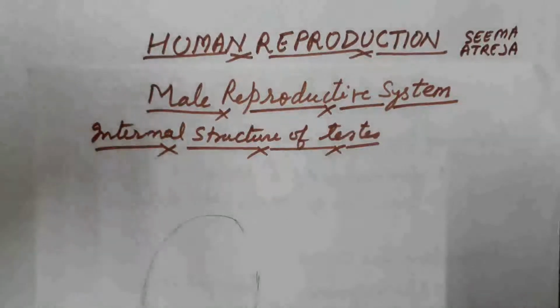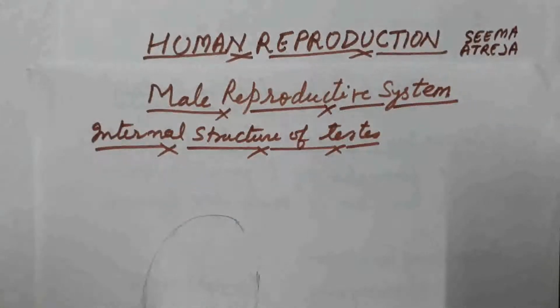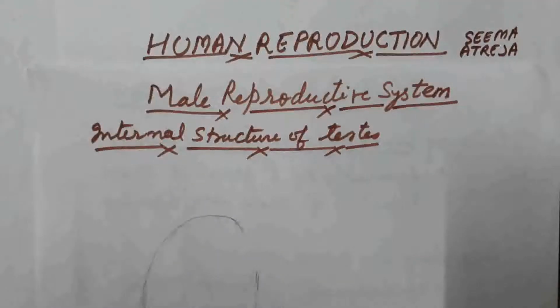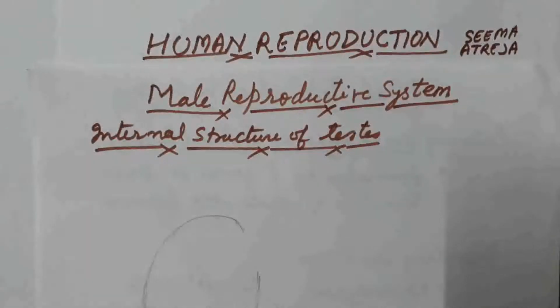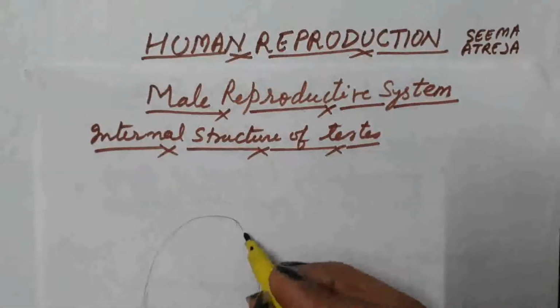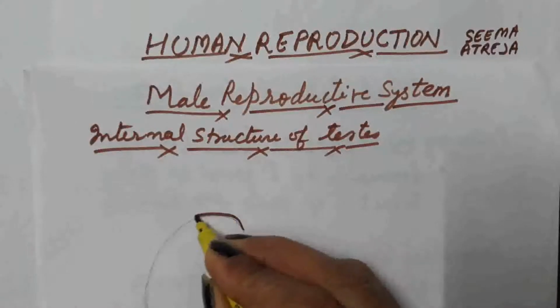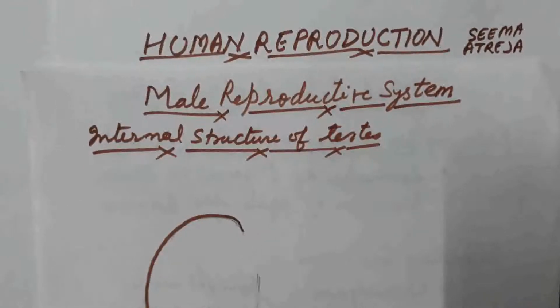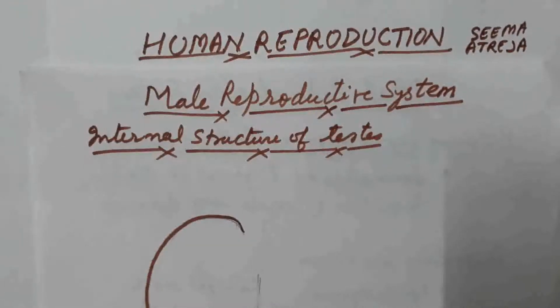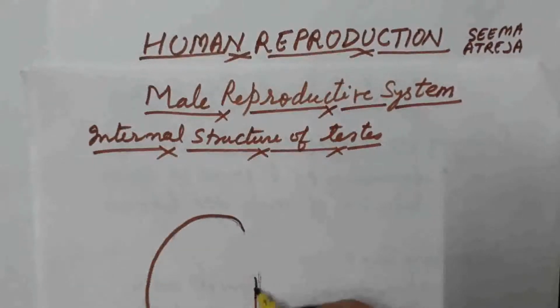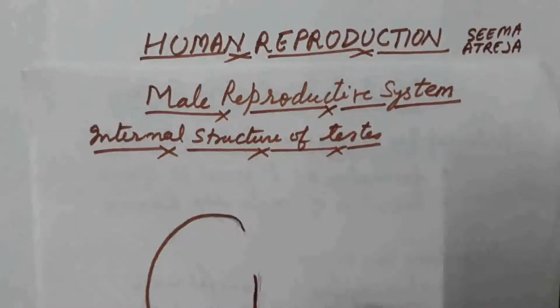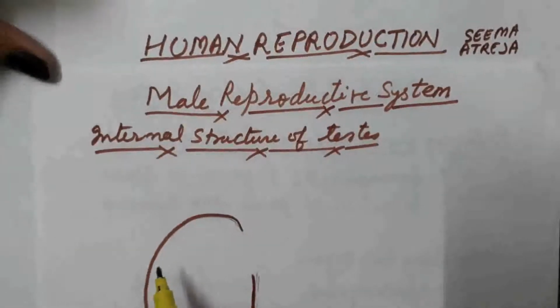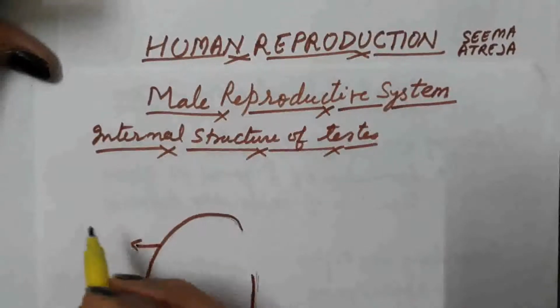Hi everyone, in this video we are going to discuss the internal structure of the testis. As we already discussed, the testis is an oval shaped structure surrounded by a layer that is known as the tunica albuginea.